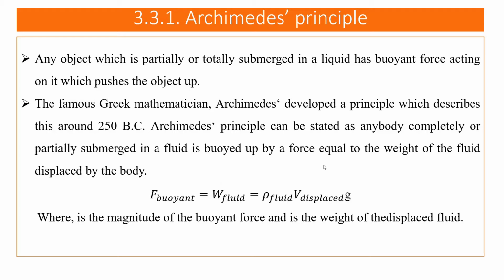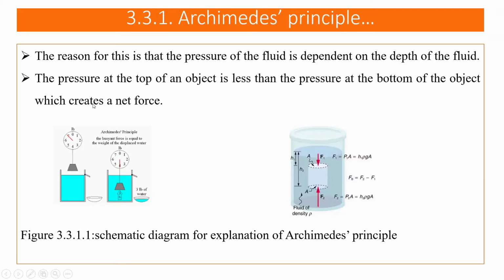So now let's go to the next slide. The reason for this is that the pressure of a fluid is dependent on the depth of the fluid. For example, if we start from the surface of the ocean and go down, you will have a different value for the pressure of the fluid. The reason is that the pressure of the fluid is dependent on the depth.